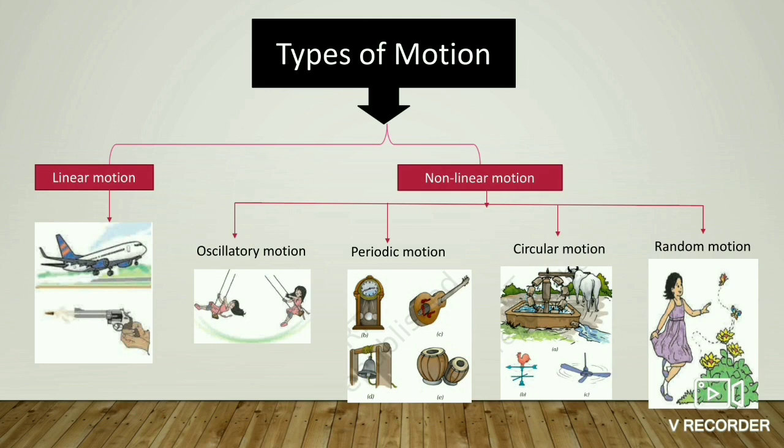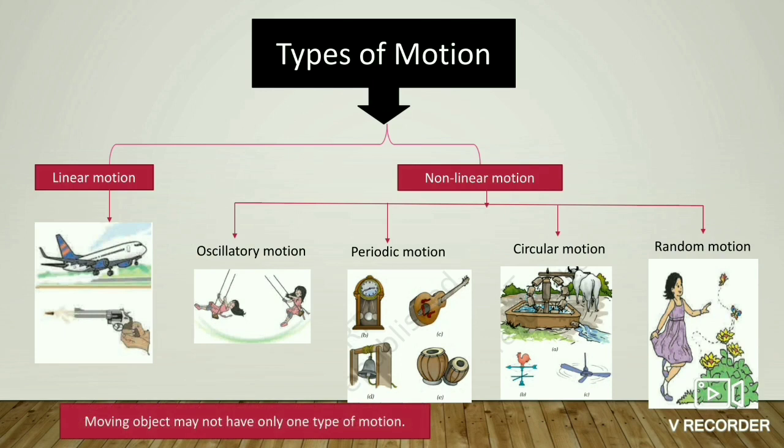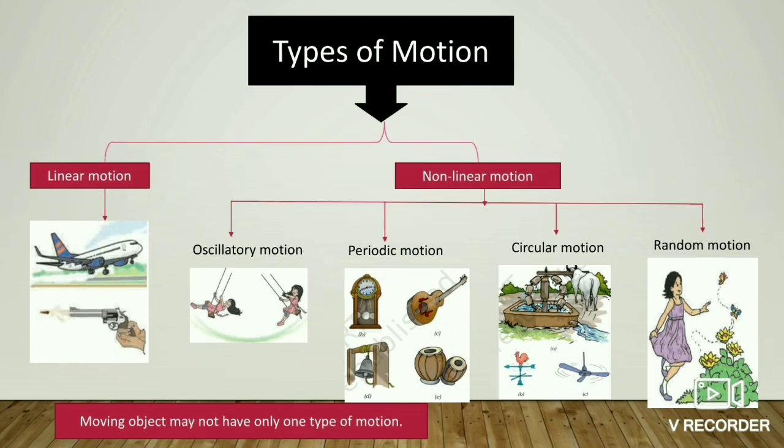Have you observed closely the motion of a ball along the ground? Here, the ball is rolling on the ground, rotating as well as moving forward along the ground. Thus, the ball undergoes a linear motion as well as rotational motion. That means a moving object may not have only one type of motion. Can we think of other examples where the object undergoes a combination of different types of motion?